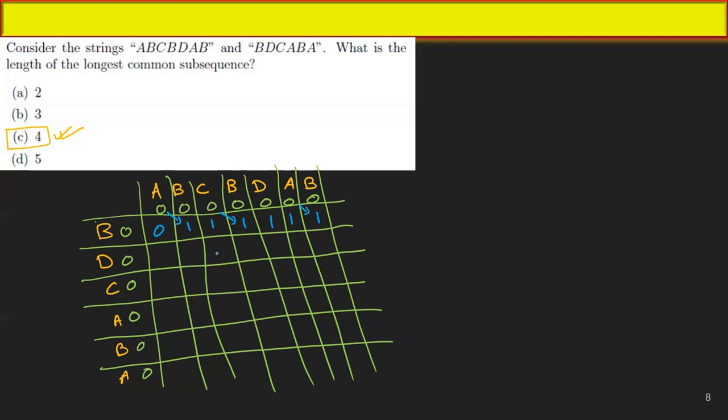Okay, so next, DA. No match, 0. DB, 0, 1, 1. DD, DC, 1, 1, 1. This also 1. Here a match occurs, so 1 plus 1 is 2. So DA maximum of 2. DB maximum of 2. Clear now for everyone? Are you okay now?